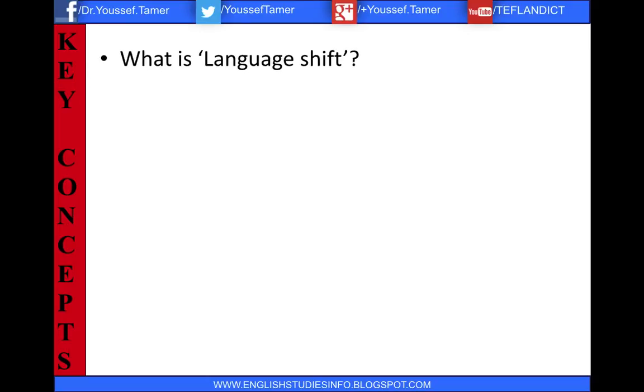Some key concepts there. What is language shift? We will see what is language shift.